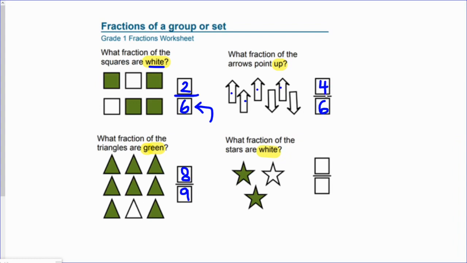Let's do one last one. What fraction of the stars are white? I can see right away, I know there's 3 stars altogether. I don't need to count because it's very easy for me to see one of the 3 stars is white. So the fraction is 1 out of 3, or 1/3.